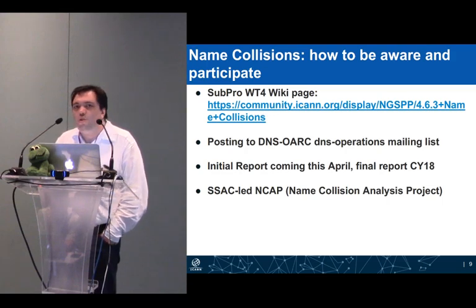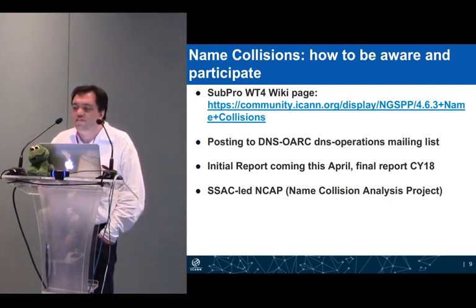There's an initial report that's coming this April, a final report coming at the end of this year, and we also have a name collisions analysis project being run by ESSEC, so you might want to look into that as well. So that's about it. Suggestions for how to handle name collisions, besides not delegating new gTLDs, which would be the easier solution to the problem, but that's not on the table.